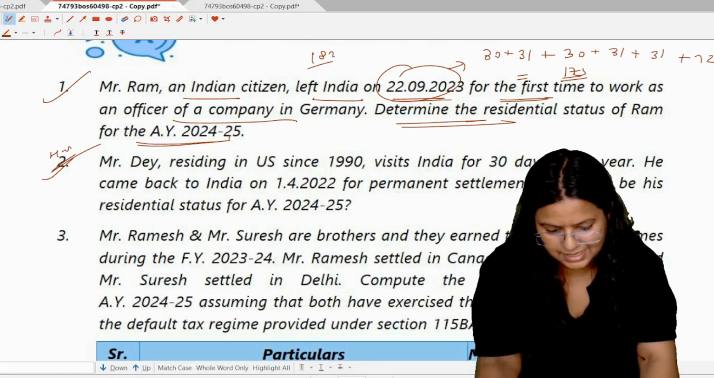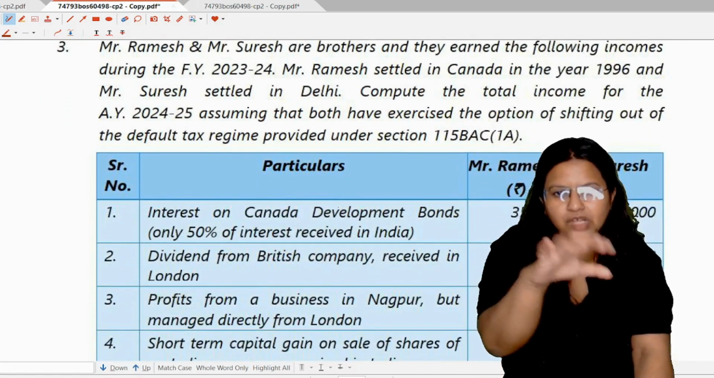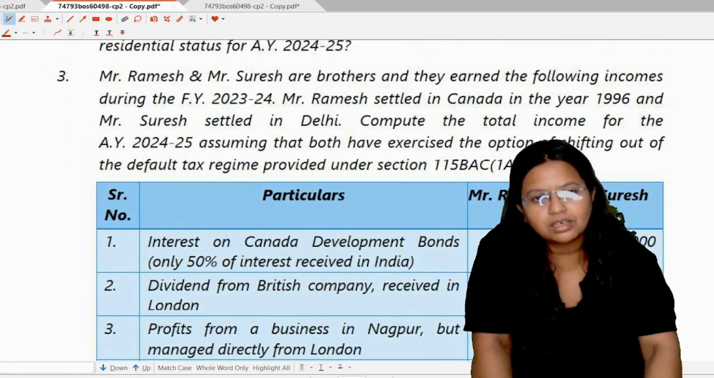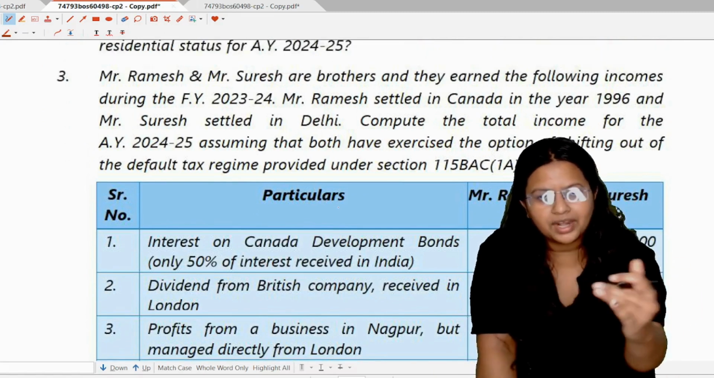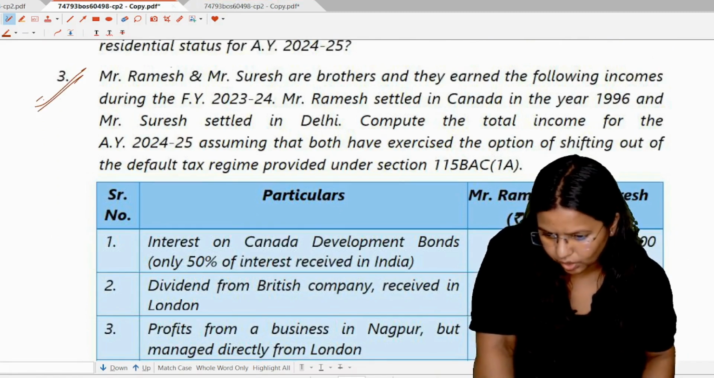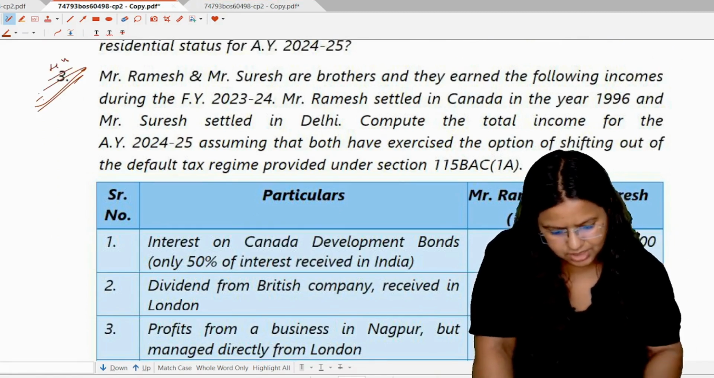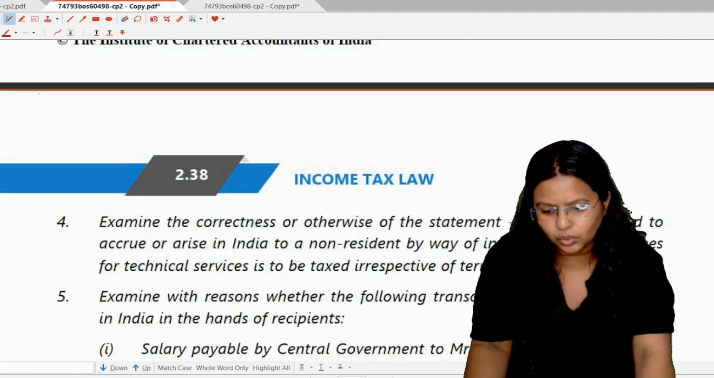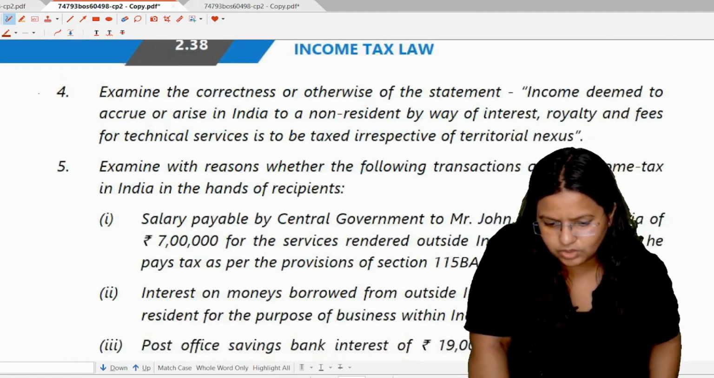Question number 3, students: here I have just done the question on the interest on the development bonds, as there's a category of 3 persons, OR, NOR, NR. So this is the same question as we have covered in the illustration. Again, your homework. Only the figures are changed. Otherwise, the question is totally the same. Examine the correctness or otherwise of the statement.